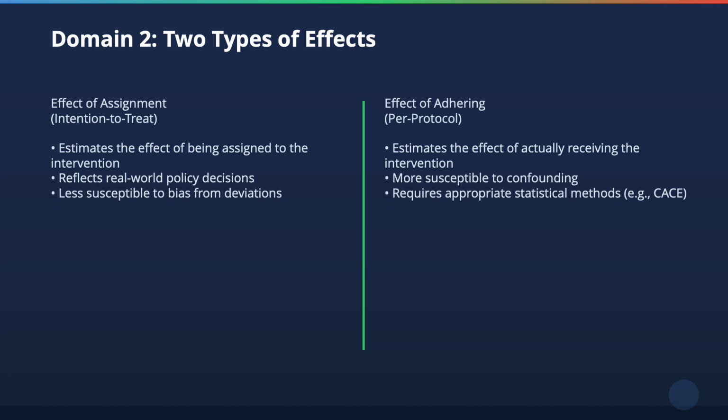This reflects real-world policy decisions and is less susceptible to bias. The effect of adhering estimates what would happen if everyone actually followed the protocol. This is more susceptible to confounding because people who adhere are systematically different from those who do not. Estimating this properly requires sophisticated statistical methods. You must choose which effect you are assessing before starting Risk of Bias 2 for Domain 2.